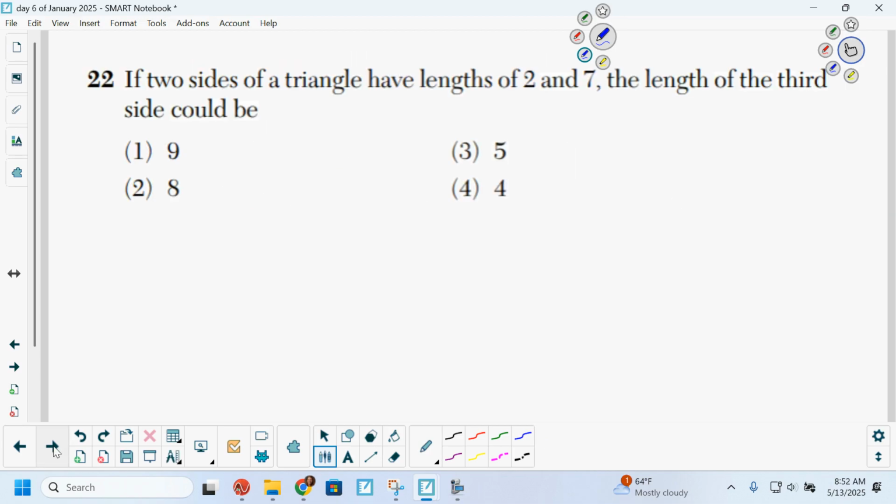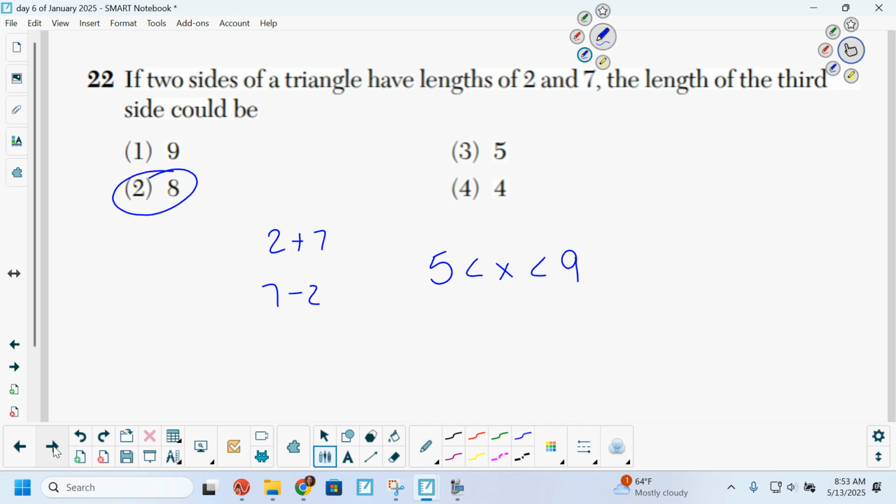If 2 sides of a triangle have lengths of 2 and 7, the length of the third side could be blank. So the easiest way to do this is take those 2 numbers, add them together, and subtract them. So the biggest, but not including, would be 9 that my number can be. And the smallest it could be is 5. So what number falls between 5 and 9? That would be 8.